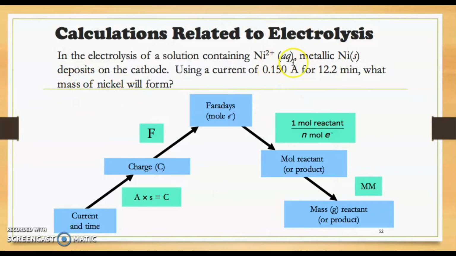The question gives you the current and also the time. The time here in minutes, convert to seconds. This is the current, you multiply by the time and you get the charge. This is the Faraday's constant, and you get the 1 mole of reactant divided by the number of mole electrons. So mole of reactant, you multiply by the molar mass, and you get the mass of nickel.